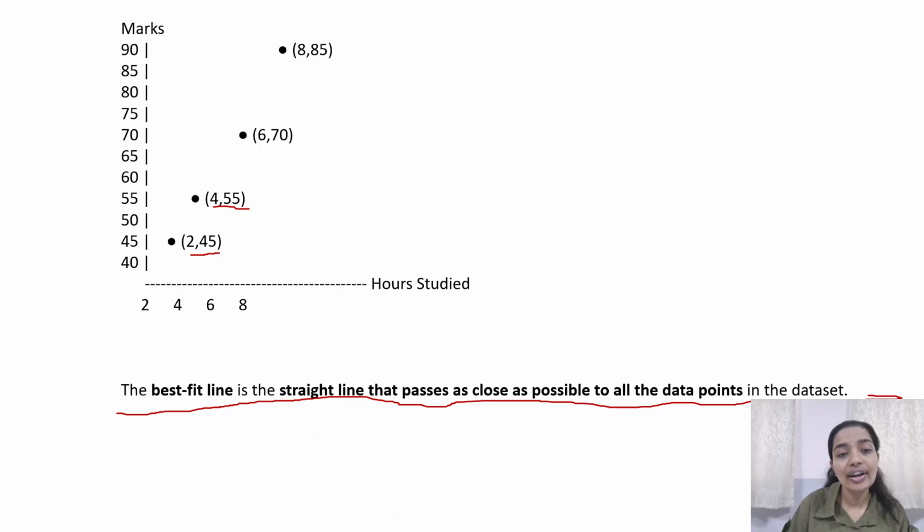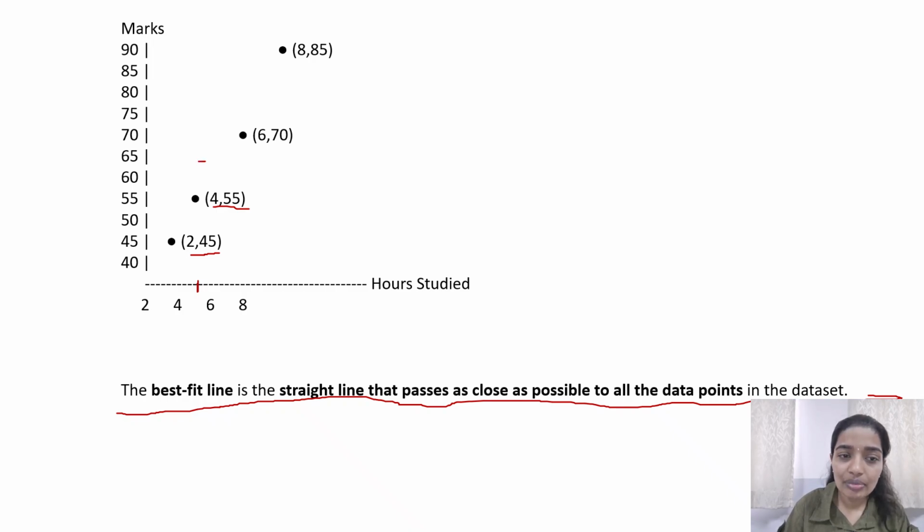Now we need to predict at 5 hours. When a student studies for 5 hours, how much will that student score? 5 comes in between 4 and 6, so it will be somewhere here. When a student studies for 4 hours, he or she scores 55 marks, and when he or she studies for 6 hours, he or she scores 70 marks. So our new predicted value will be somewhere in between, and we can say it will be somewhere here.